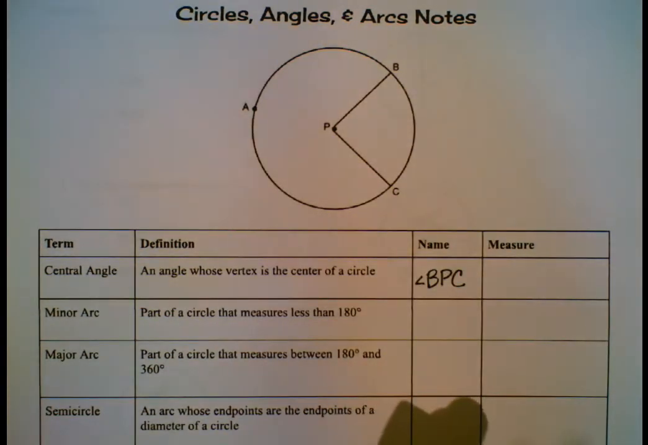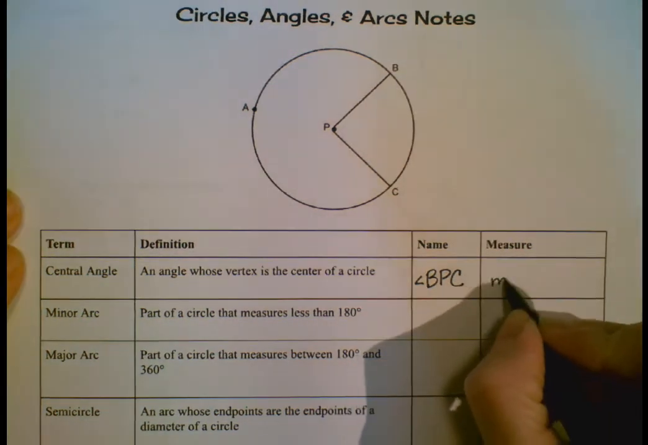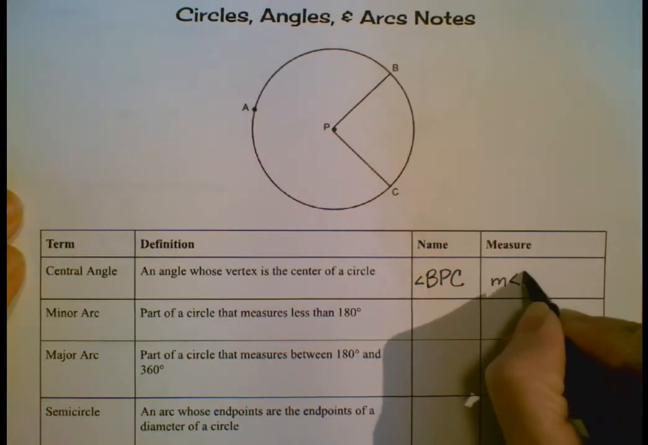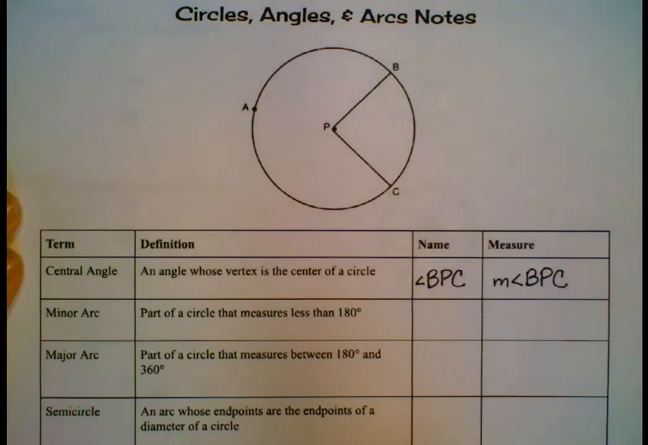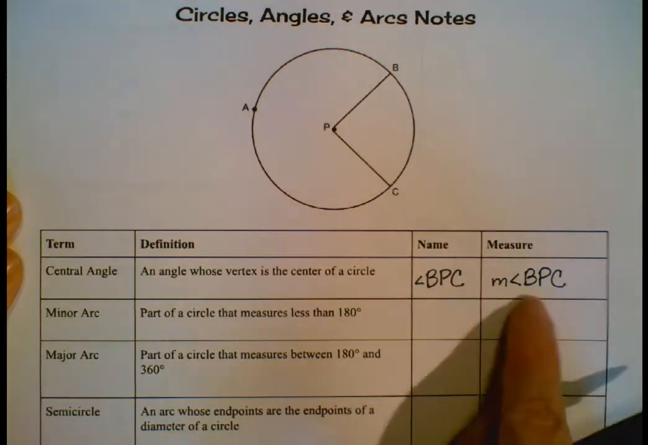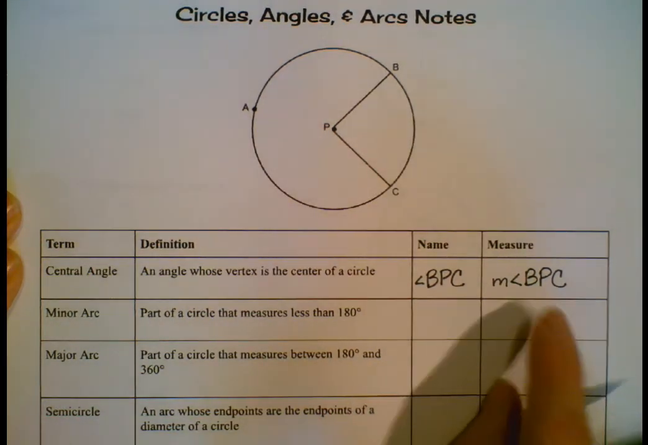All right, when we talk about the measure of an angle, and here again, this should be review, remember that we take the name and we put a little m in front of it. So the measure of that angle would be denoted by the measure of angle BPC. And there again, that notation should not be new.